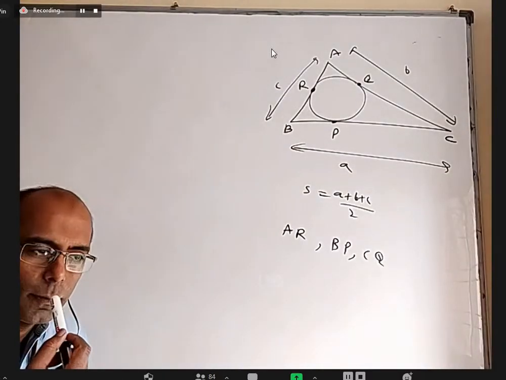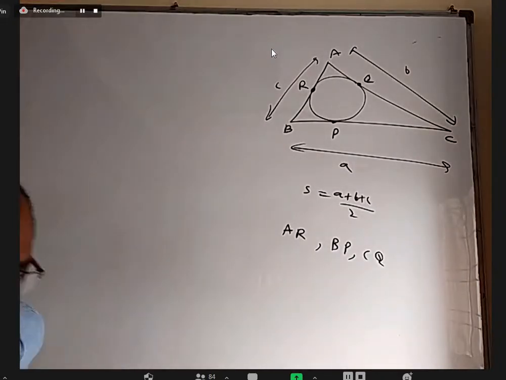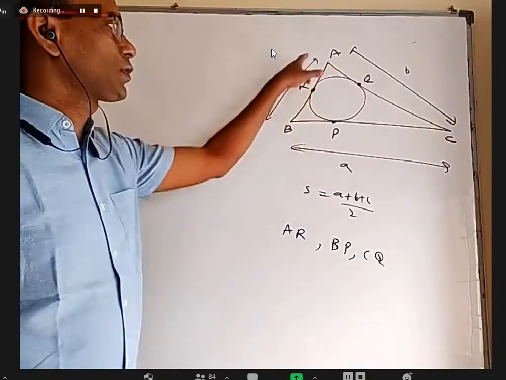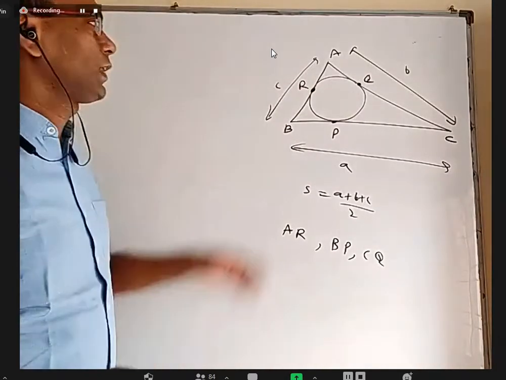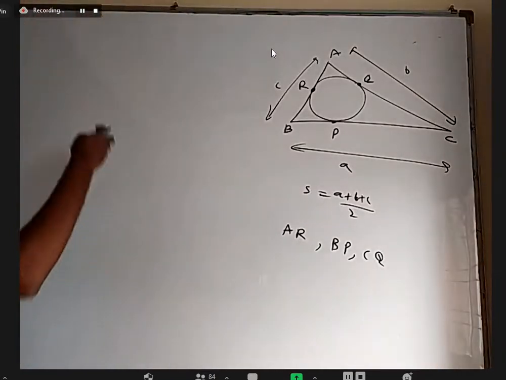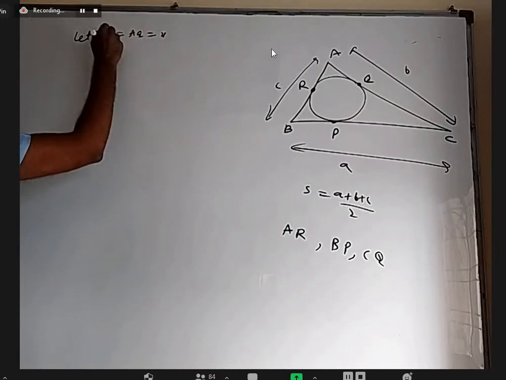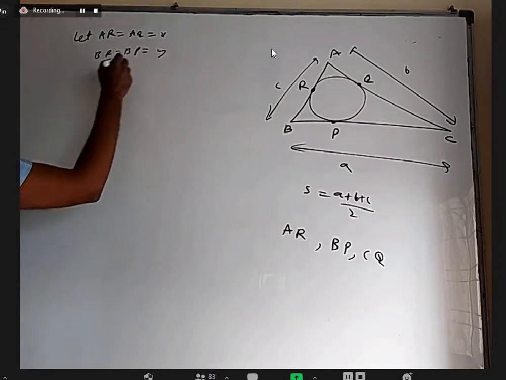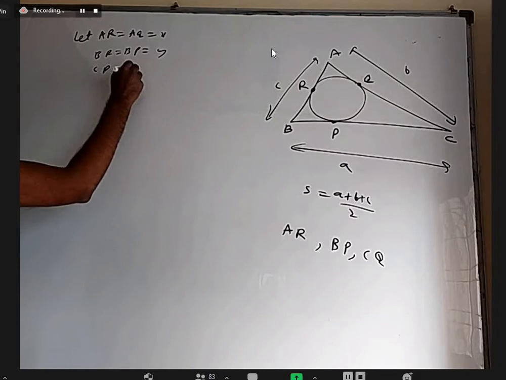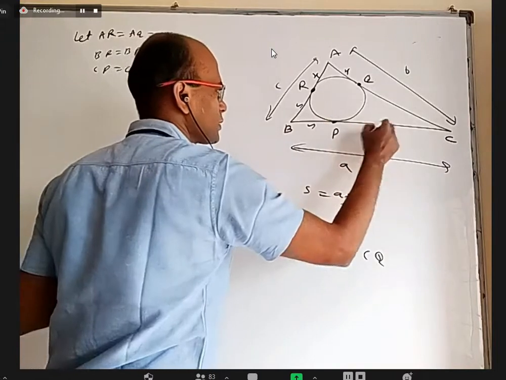Yes, somebody said something. Sir, AR equals S minus A. Yes, very good. First of all, you know AR and AQ will have the same length, right? Yes, sir. From an external point, the lengths of the two tangents are equal, right? So I'm going to take AR equal to AQ equal to X. Similarly, BR is equal to BP is equal to Y, and CP equal to CQ equal to Z. So this is X and X, this is Y and Y, this is Z and Z.